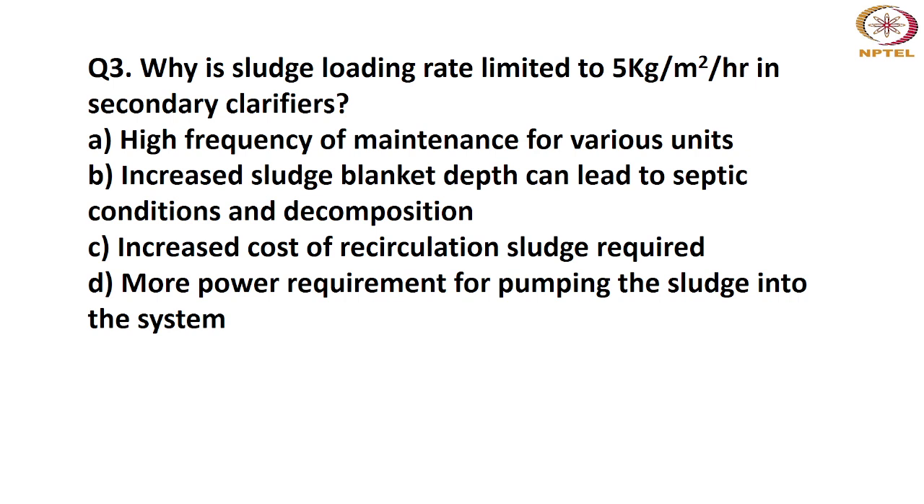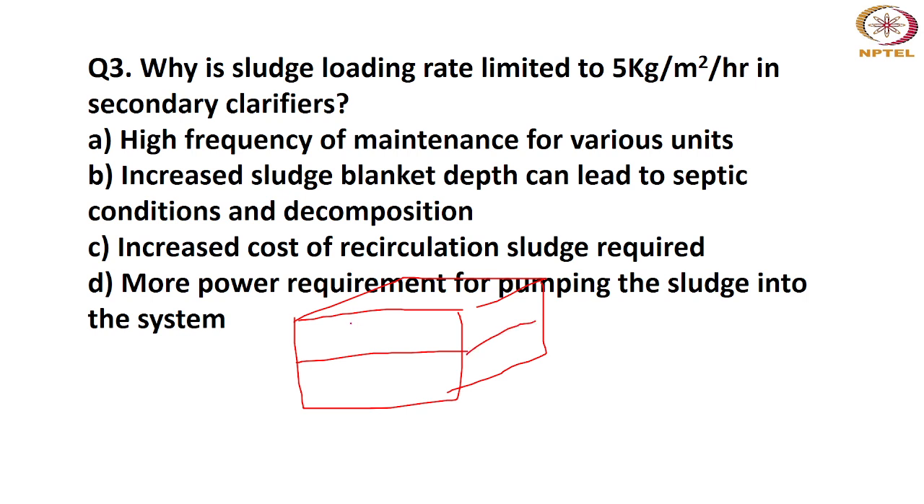Fine. So the right answer is B, not D. Because if you are going for a higher sludge loading rate, what will happen at the bottom portion? Suppose this is my secondary clarifier. Suppose this one is whatever is now going on. That is the sludge loading rate we are getting, and that's why there's much volume of the sludge I am getting. So you can think of it as a 3D picture or something like that.